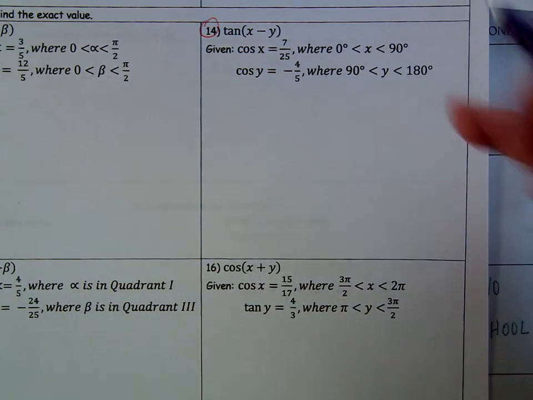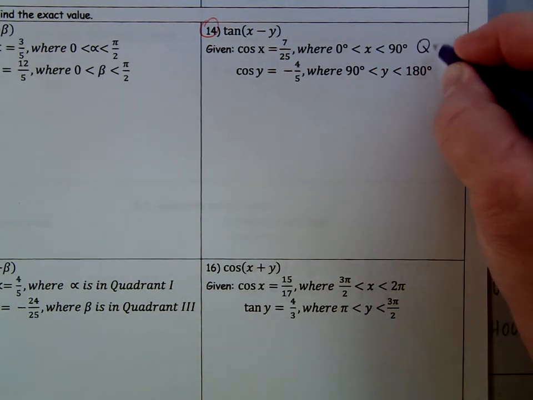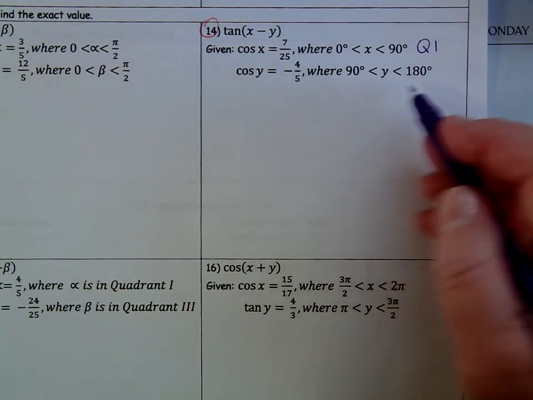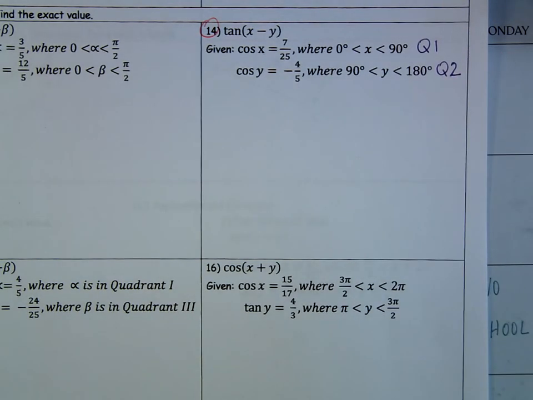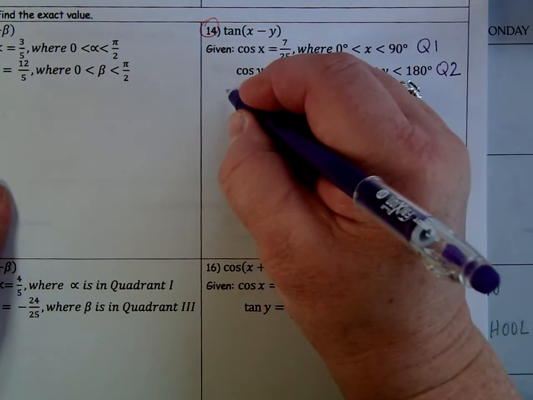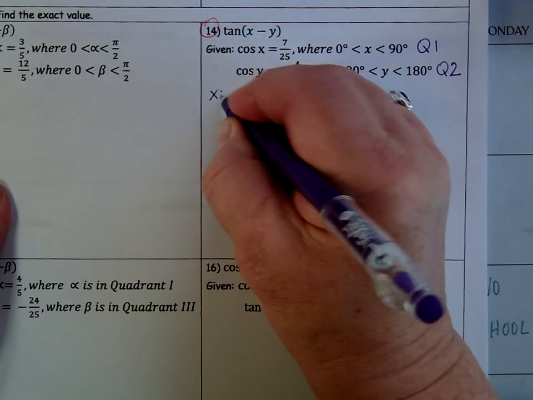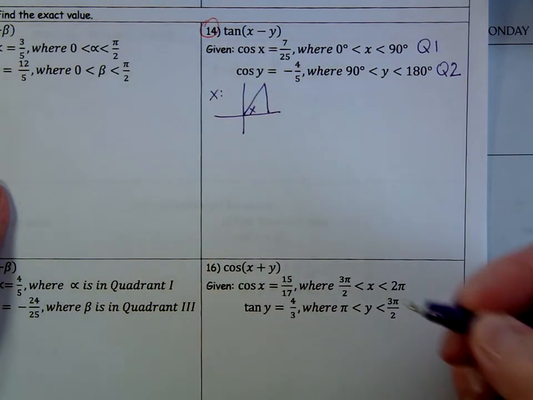I have to figure out what quadrant I'm in. This guy between 0 and 90, that's quadrant 1. This guy between 90 and 180, that's quadrant 2. And I'm going to create my x triangle and my y triangle so that I can actually answer the question. So, first quadrant for my x triangle. I'm in the first quadrant. Here I am. Here's x.